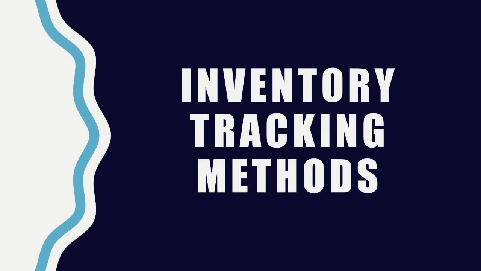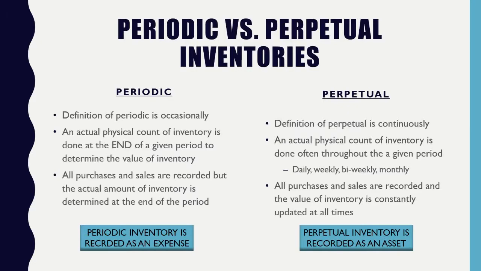Now we can finally dive straight into inventory tracking methods. In this class, I'm going to teach you two different types of inventory tracking methods: periodic versus perpetual. For today's lesson, Chapter 5 and Chapter 6 are going to be focused mainly around periodic inventory. Chapter 7 and Chapter 8 will cover the second half of inventory, which is mainly focused on perpetual inventory.